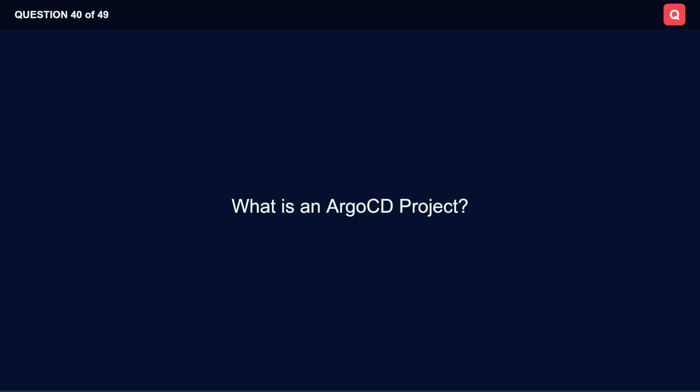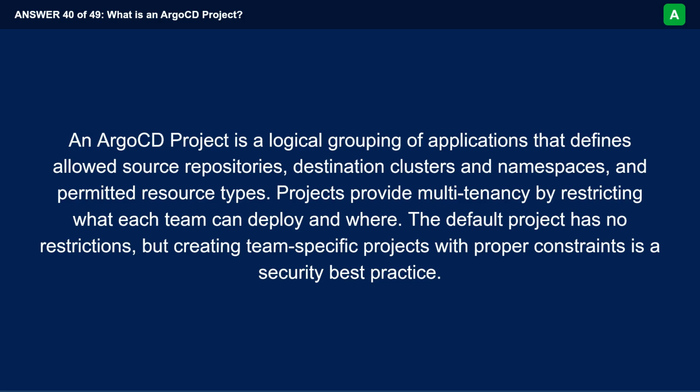What is an ArgoCD project? An ArgoCD project is a logical grouping of applications that defines allowed source repositories, destination clusters and namespaces, and permitted resource types. Projects provide multi-tenancy by restricting what each team can deploy and where. The default project has no restrictions, but creating team-specific projects with proper constraints is a security best practice.